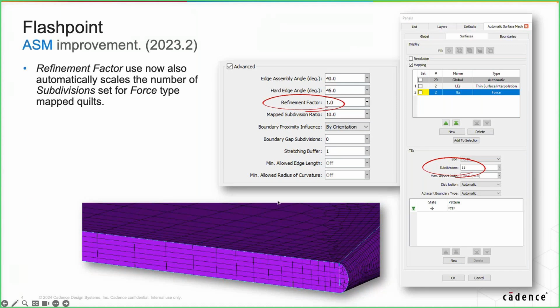There are special tools in ASM to allow you to specify a specific number of cells or points across those surfaces, and our refinement factor was not automatically adjusting that for you when you were refining or coarsening a mesh, for instance. Now that does take effect. If you change the refinement factor, it does appropriately scale the number of subdivisions on these types of surfaces for you in your surface mesh.